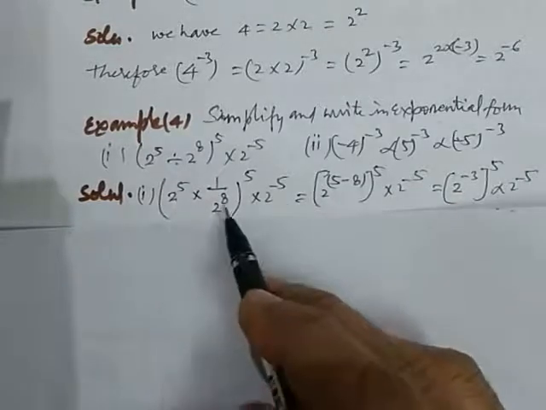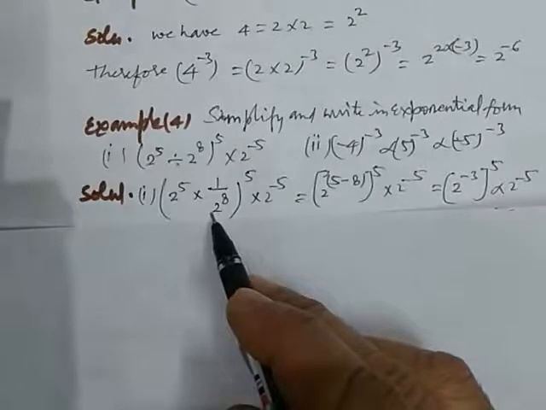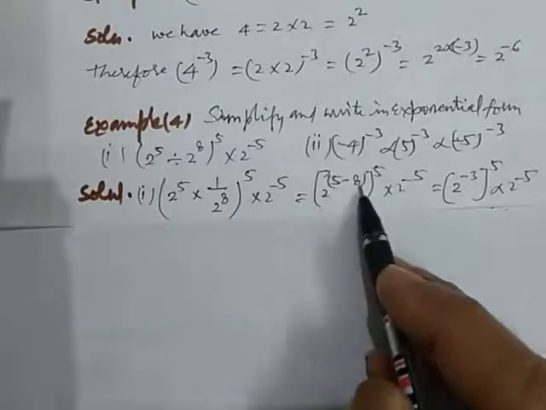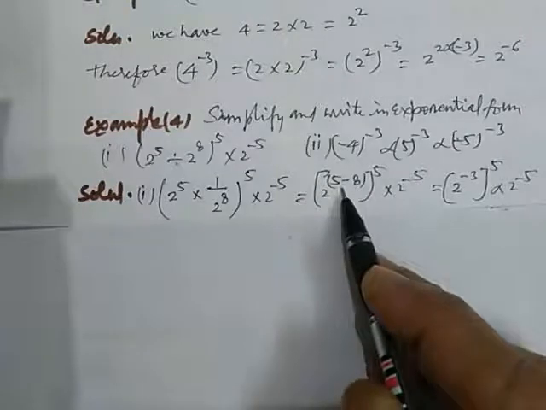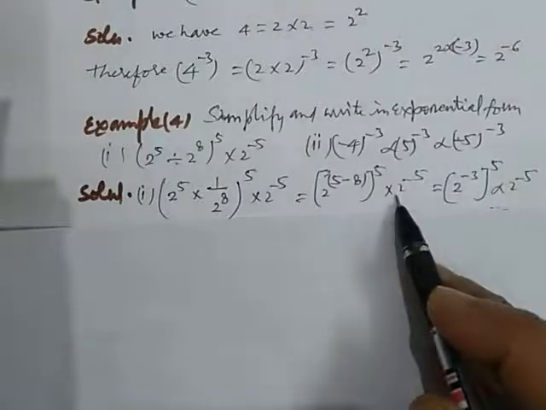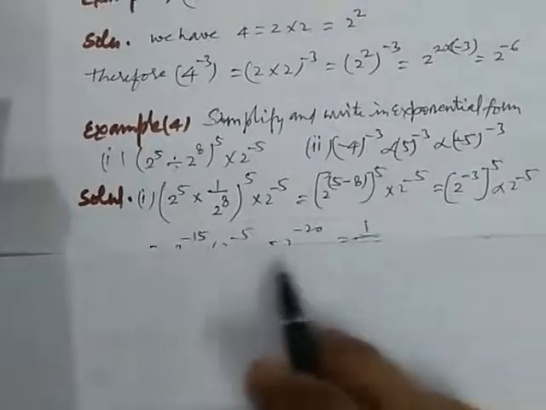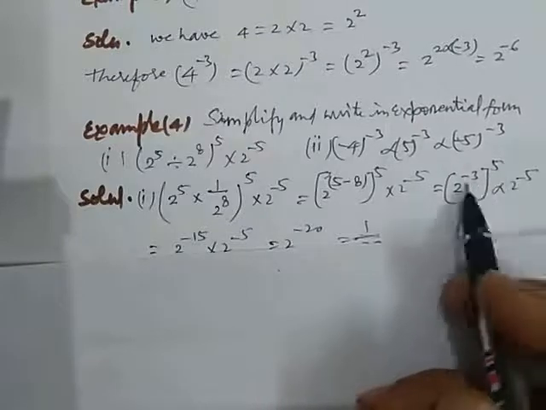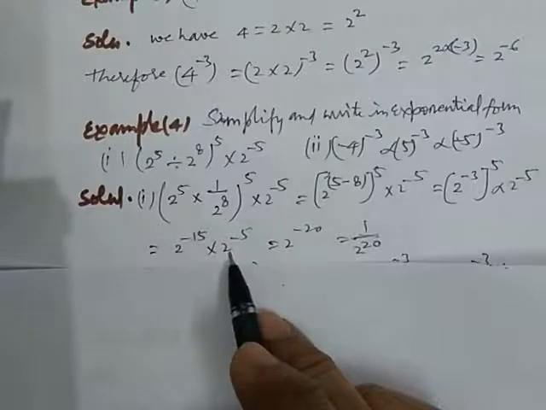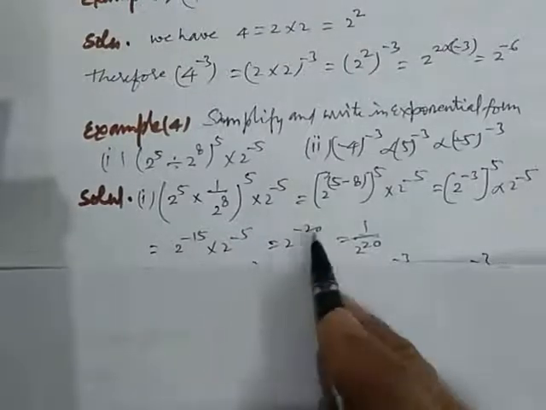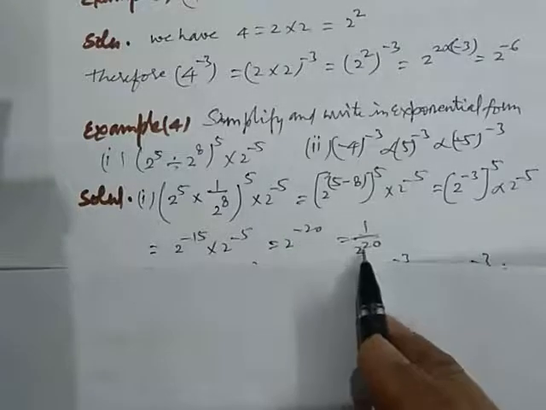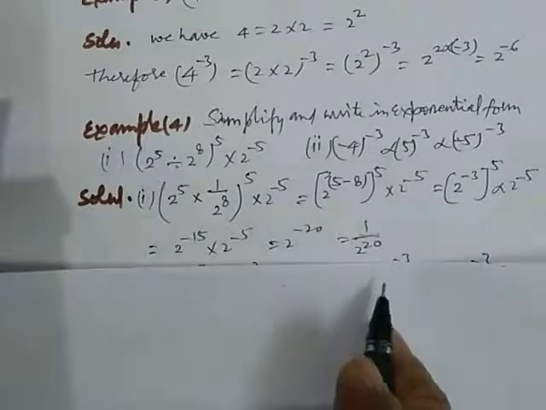Here the numerator and this denominator, the bases are same, so we just subtract. 2 raised to the power 5 minus 8. So this becomes minus 3, and minus 3 whole power 5 like this, and 2 raised to the power minus 5 in multiplying. So this becomes 2 raised to the power minus 15 and 2 raised to the power minus 5. Now bases are same, so we add them. Minus 15 and minus 5, minus 20. So reciprocating it, it becomes positive. 1 upon 2 raised to the power 20. So this way we can solve.